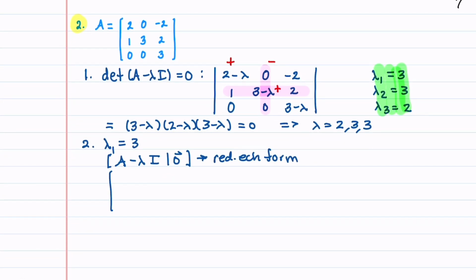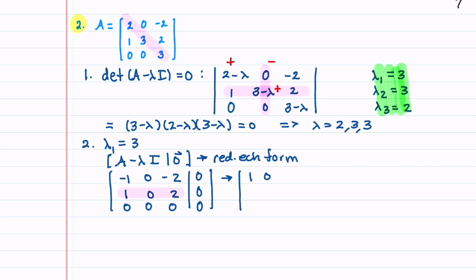Looking up at the top, we have our matrix A, and we're going to subtract 3 off the diagonal entries. This gives us -1, 0, -2, 1, 0, 2, and then 0, 0, 0. And we augment that with 0. We can see that our second row is a duplicate of our first row, so it's going to go to 0. And then let's multiply our first row by -1. So we get 1, 0, 2, 0, 0, 0. And then our right-hand side has zeros on it.